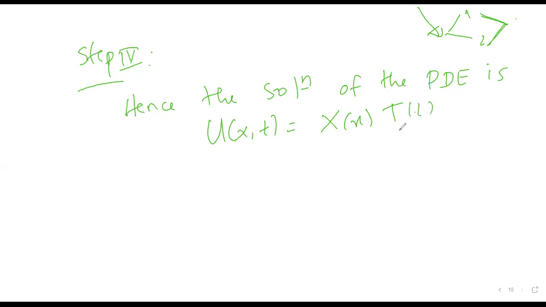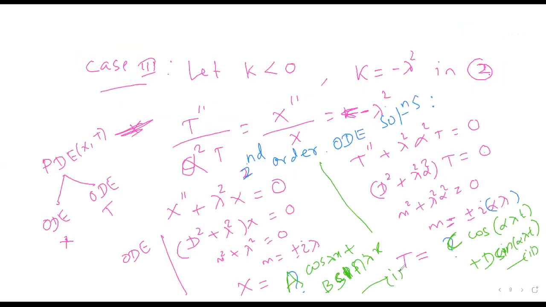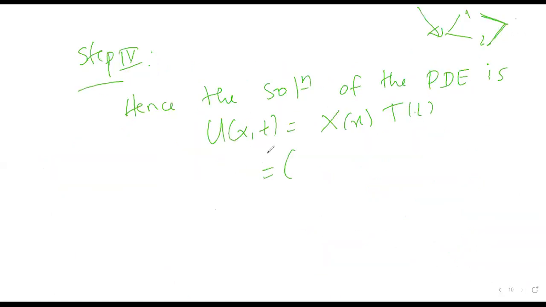Whatever answer you got, you just put here. For example, sometimes they may also use C1, C2, C3, C4 like that, okay? Here I have taken A, B. Anyway, the variable naming is not a problem for us.